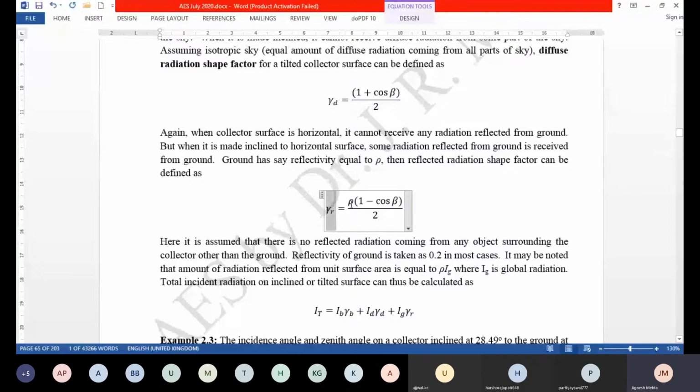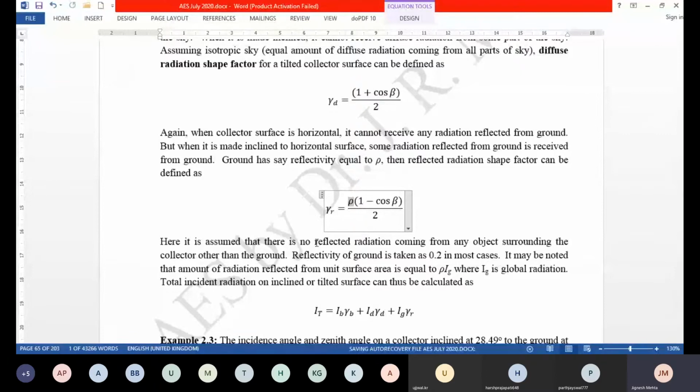We are only considering the reflected radiation coming from the ground. We are not talking about surrounding tall structures that may be reflecting and giving radiation to the collector. We are not discussing that case. It will be a very complicated case. Okay, so if the collector is horizontal, then it will not receive any reflected radiation. Extreme case is 90 degrees. So in this case, it will be 0.5 into rho, right? So 0.5 into, let's say, 0.2, right? So that will be 0.1, right? So that's the maximum value of this gamma R that is possible, right?